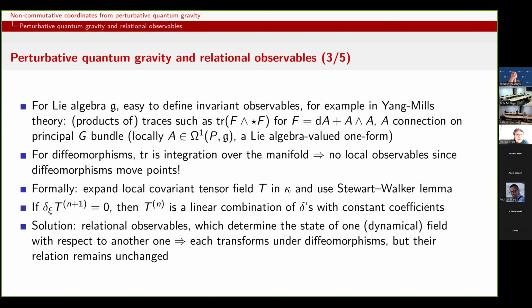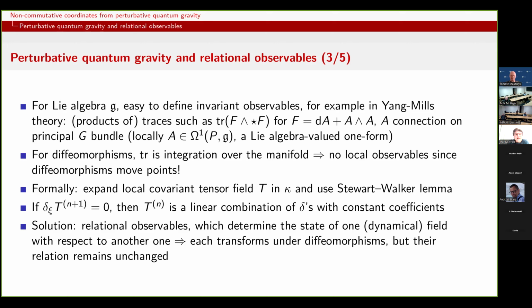And this can even be shown a bit more formally. Let's take some tensor field. Forget about local covariance. Let's take a tensor field which has a formal power series expansion in kappa, and use the Stewart-Walker lemma. The Stewart-Walker lemma tells you that if at order n+1 in this expansion it is invariant under the symmetry, then at order n, the corresponding coefficient of this tensor field must be a linear combination of Kronecker deltas with constant coefficients. And of course, these are very boring because observables in physics are not just constants. I think things should be fields, they should depend on space-time and so on.